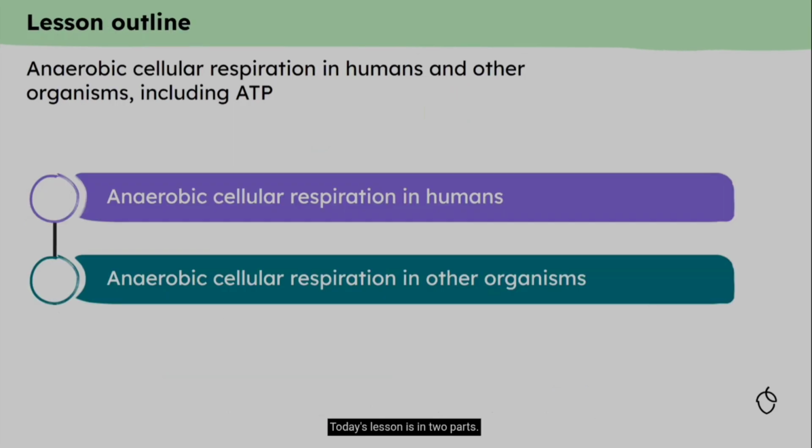Today's lesson is in 2 parts. In the first part, we'll talk about anaerobic cellular respiration in humans. And in the second part, we'll talk about anaerobic cellular respiration in other organisms, such as plants and microorganisms like yeast and bacteria. But first, let's talk about anaerobic cellular respiration in humans.